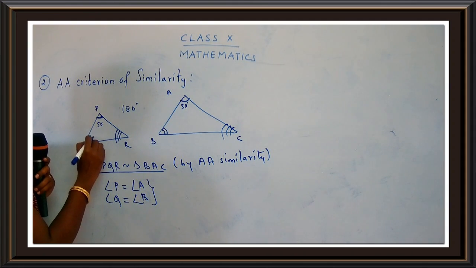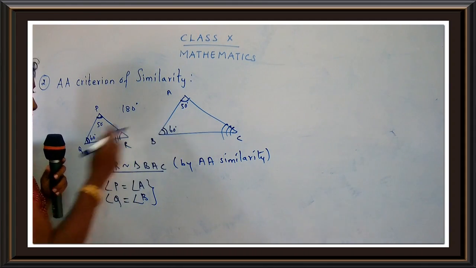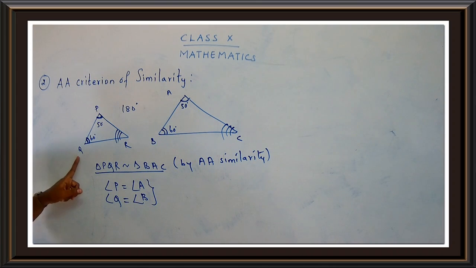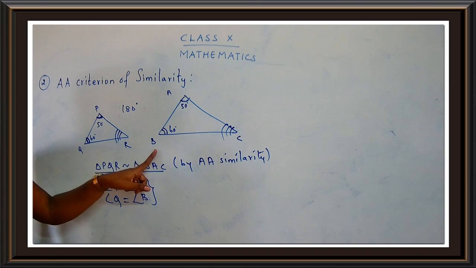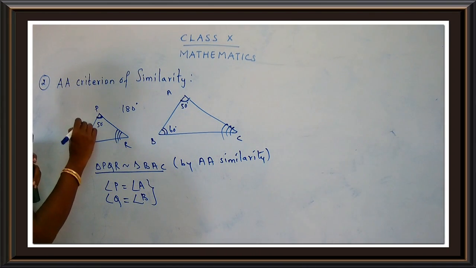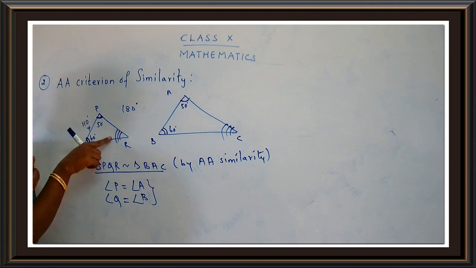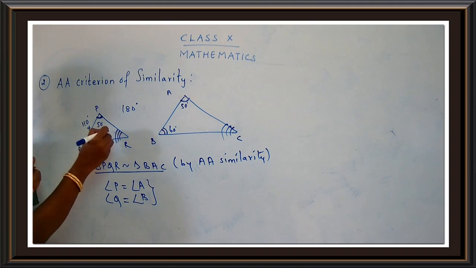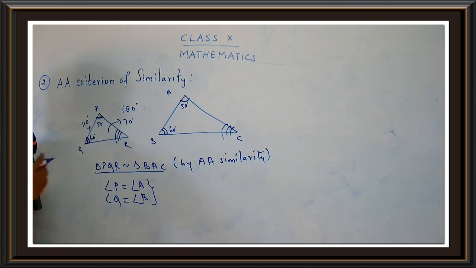So if I take this as 50 and if I take this as 50, now here I am going to take this as 60 and I am going to take this as 60, because whatever measurement is for Q, the same measurement is going to be for B. So Q and B will be equal. Now let us add the two angles. What we get here? 50 plus 60 gives you 110. So what is the left out angle over here? So it will be 70 degree. Are you clear with this property, children?